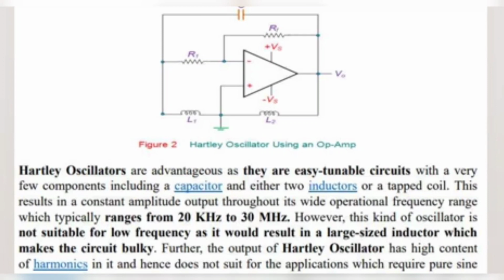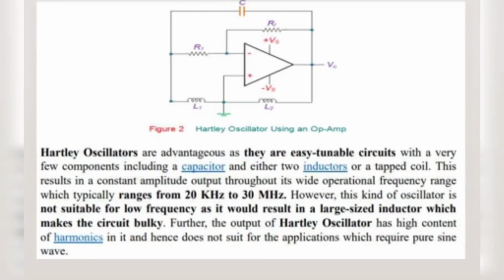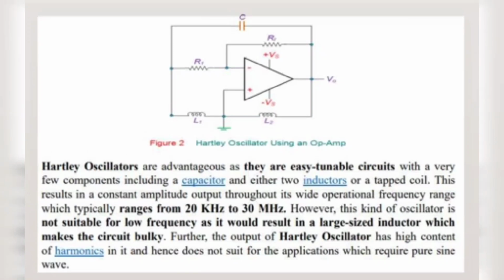This results in a constant amplitude output throughout its wide operational frequency range, which typically ranges from 20 kHz to 30 MHz. However, this kind of oscillator is not suitable for low frequency, as it would result in a large sized inductor which makes the circuit bulky. Further, the output of Hartley oscillator has high content of harmonics in it and hence does not suit applications which require pure sine wave.